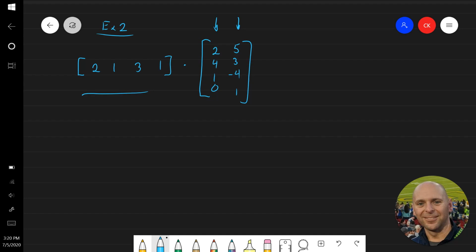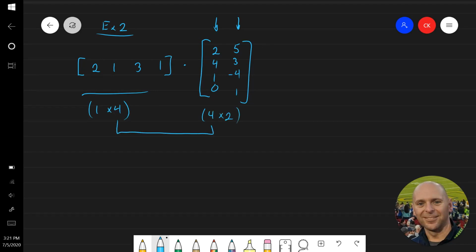So it's almost like a distribution process. We'll multiply a row times a column, and then a row times a column again. Let's just verify whether or not the product is defined. This is a 1 by 4 matrix. And on the other side, I've got a 4 by 2 matrix.